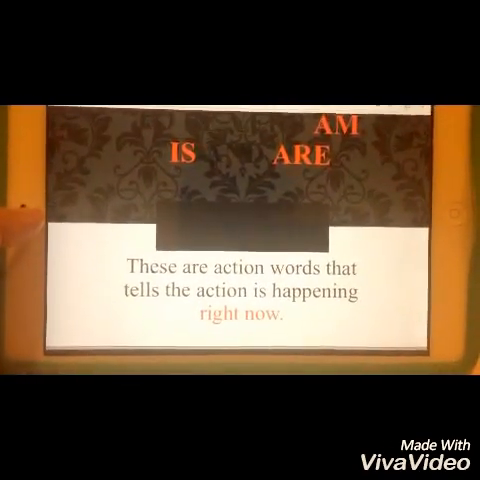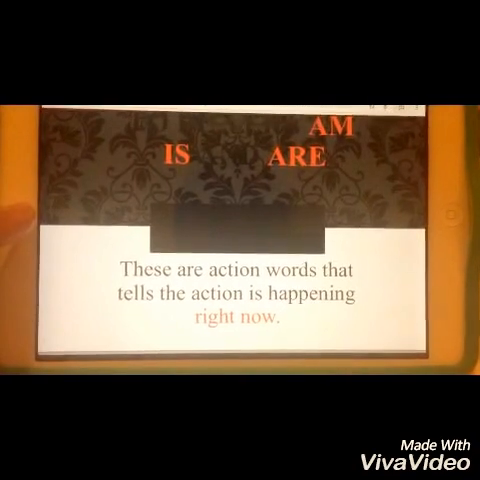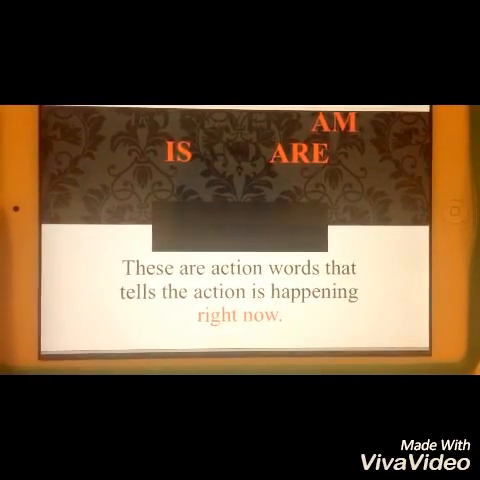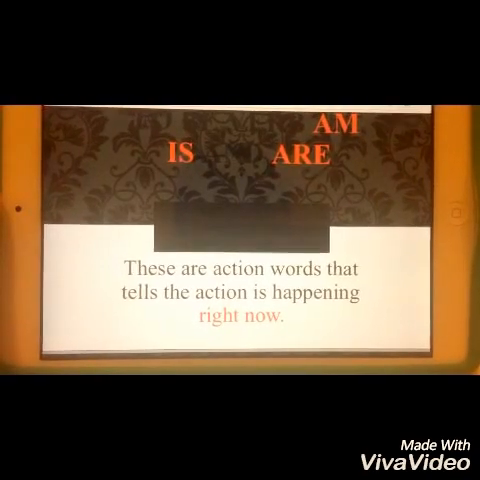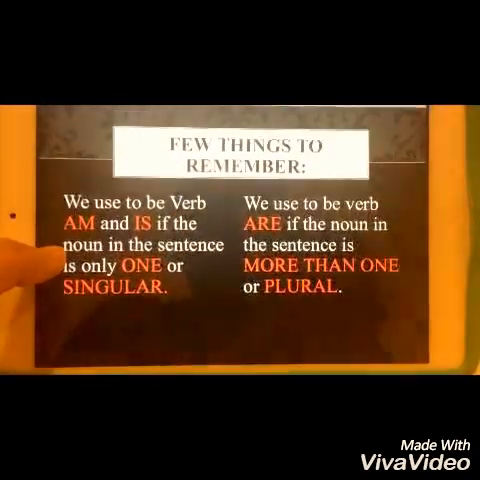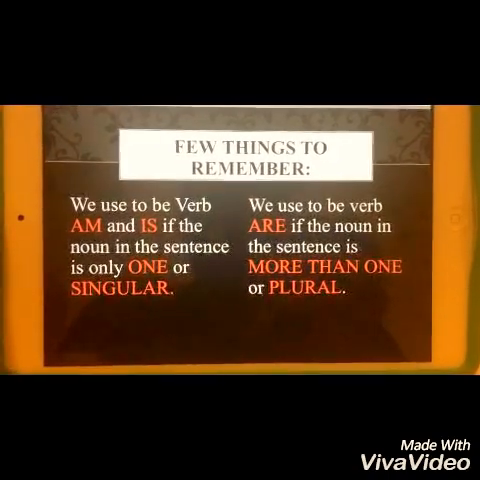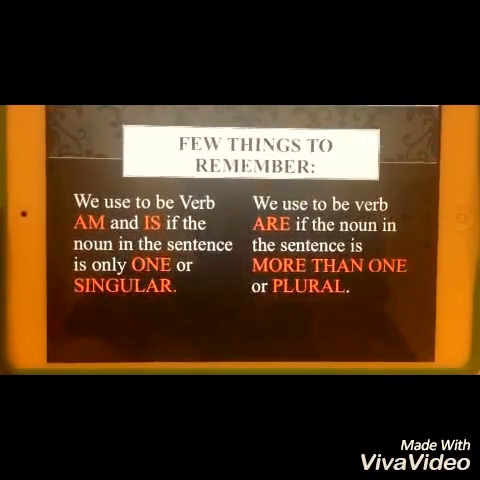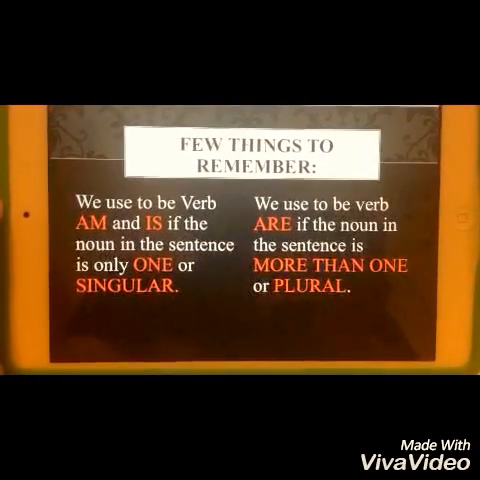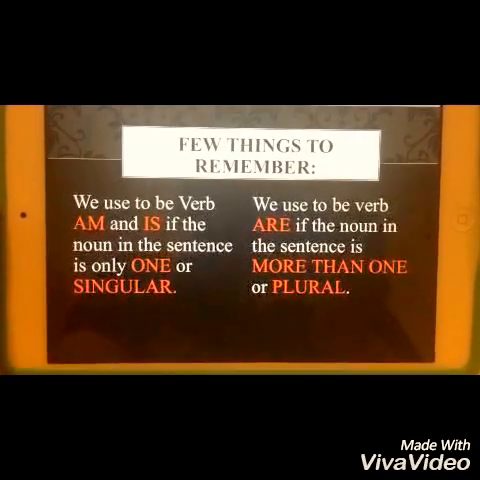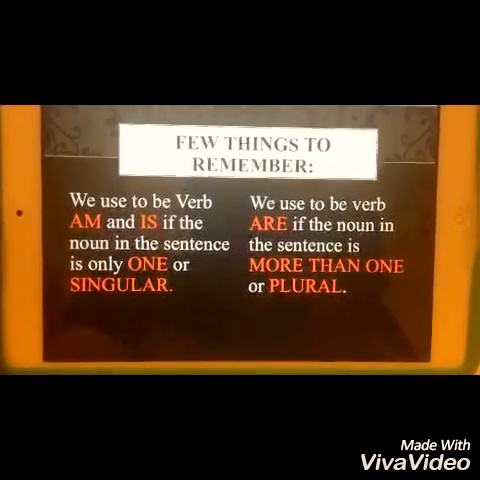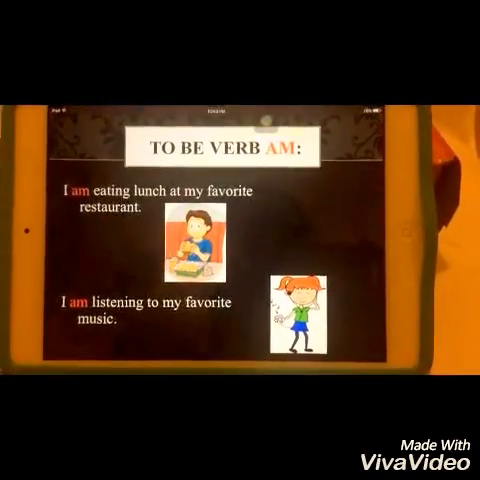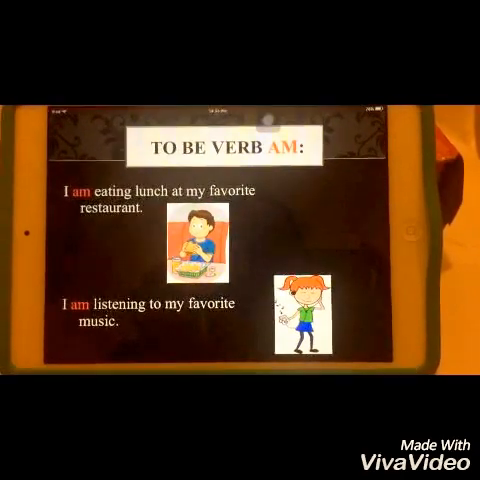Now let's try to understand what are these to be verb am, to be verb is, and to be verb are. So these are action words that tell the action is happening right now. So, there are a few things that you need to remember. We use to be verb am and is if the noun in the sentence is only one, or what we call singular form. While we use verb are if the noun in the sentence is more than one.